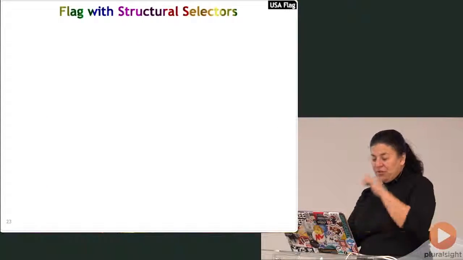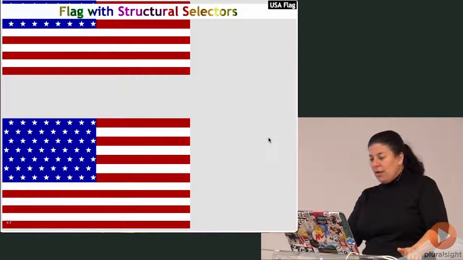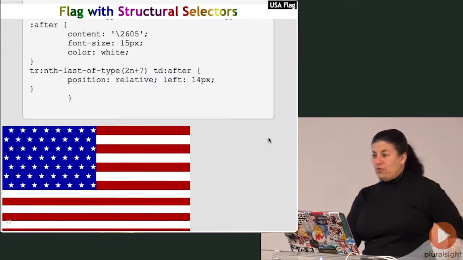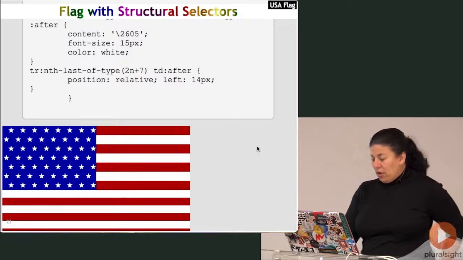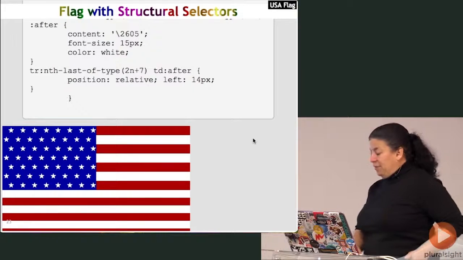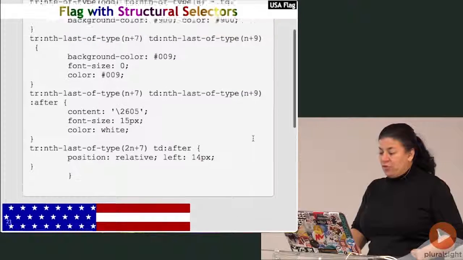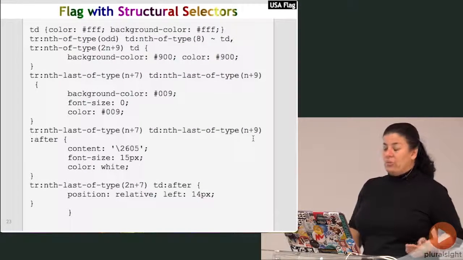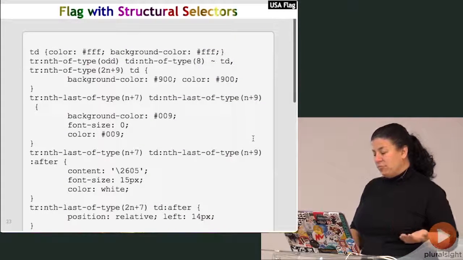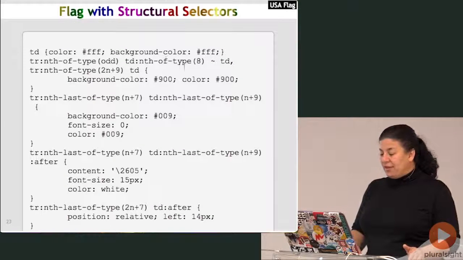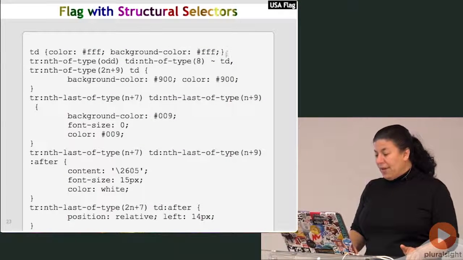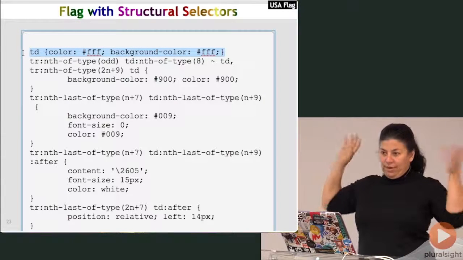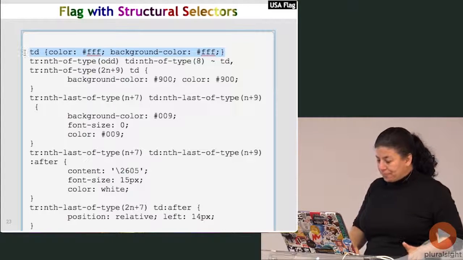So how did I do this US flag? I'm going to show you. So I did it in a backwards way, just to show different selectors. So there are easier ways to do this, but I'm going to explain to you the way I did it, which is a convoluted and hard way, but it uses selectors a little bit more powerfully. So what I did is I said make every single cell white. White text, white background. Cleared everything out.